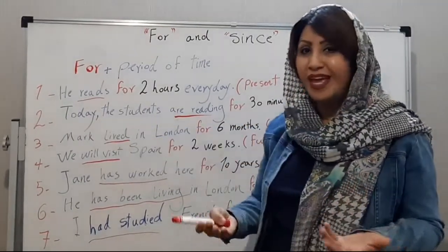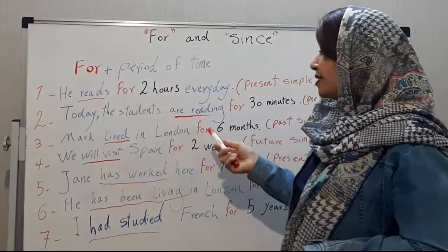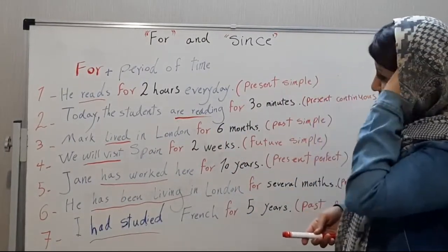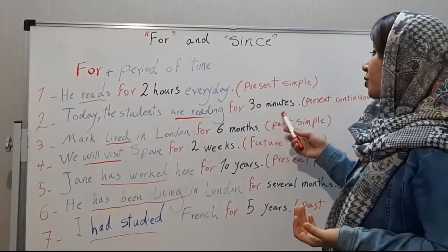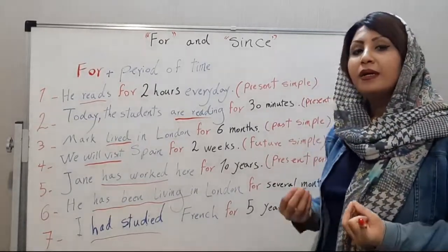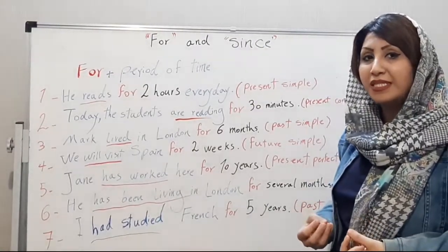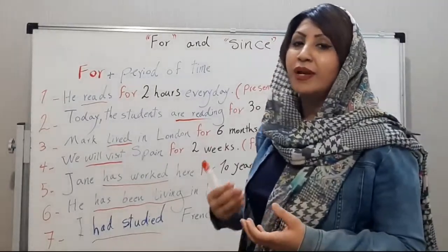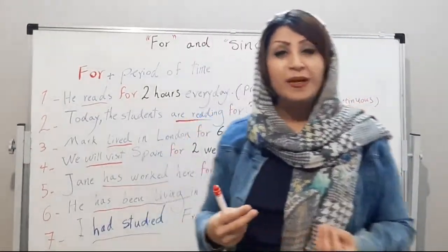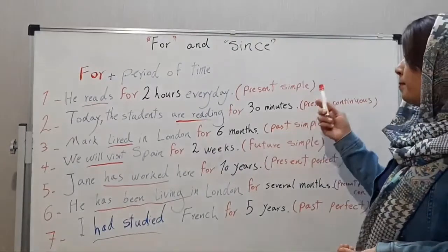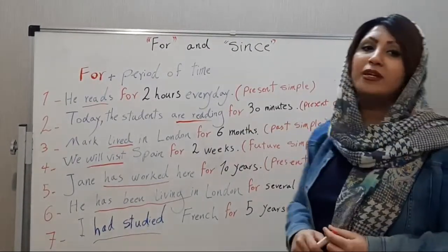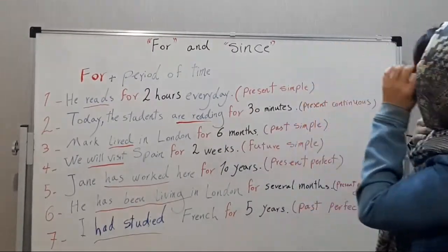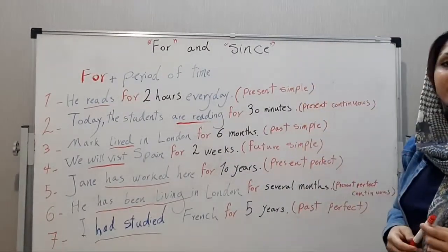Now, next example. Today, the students are reading for 30 minutes. Again, we have a duration of time, a period of time, 30 minutes. And what is the verb here? Okay, good. Are reading. And we have present continuous.